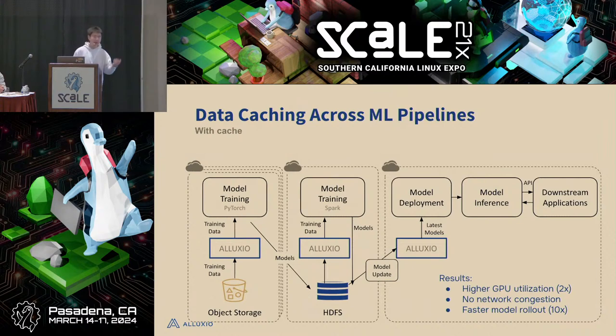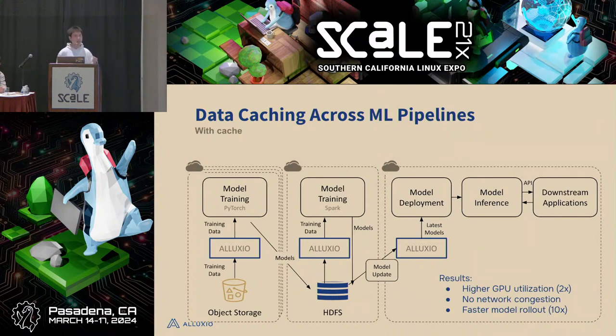Say for the PyTorch training jobs and Spark training jobs, they both now have Alluxio as a unified data access layer to help cache the training data and feed the training data to the training jobs. And also for the model serving side, we also have Alluxio as a model cache that can preload the models into Alluxio as a cache layer and feed the models to the model deployment cluster.